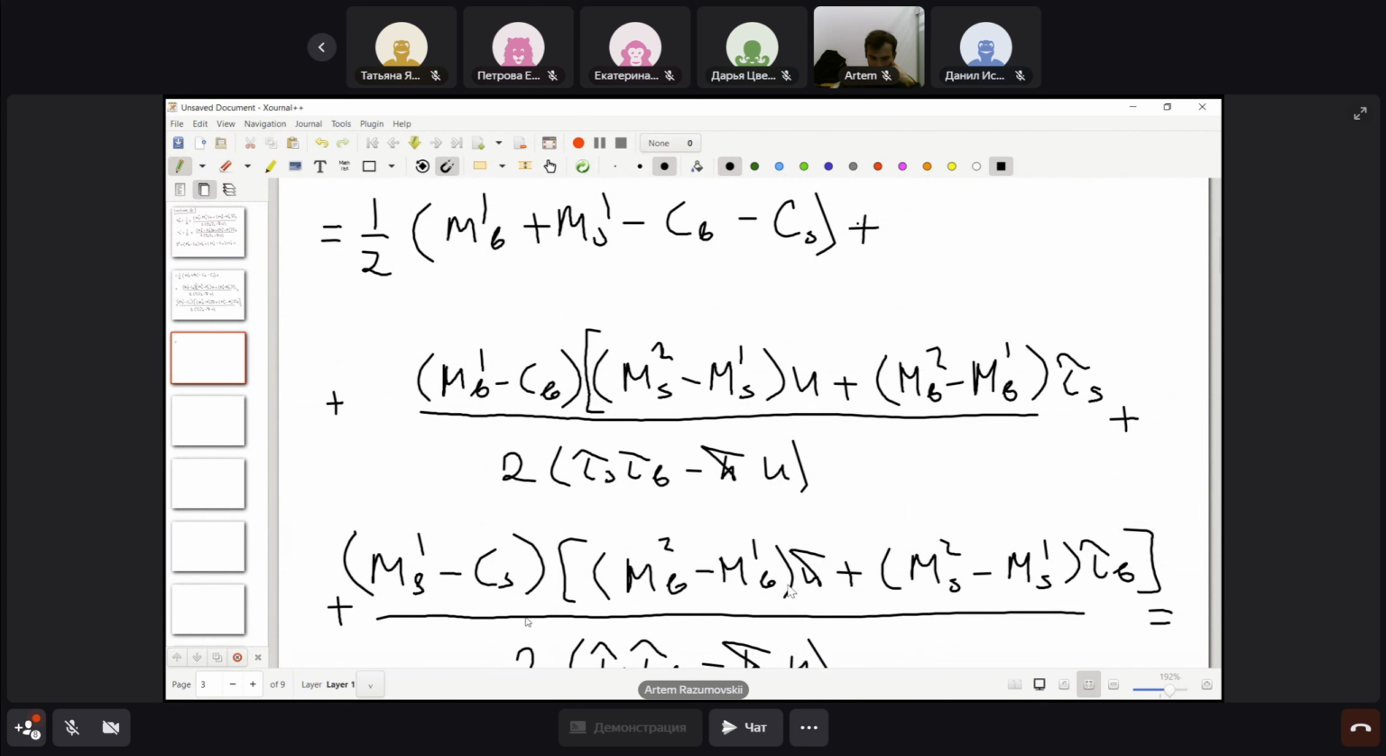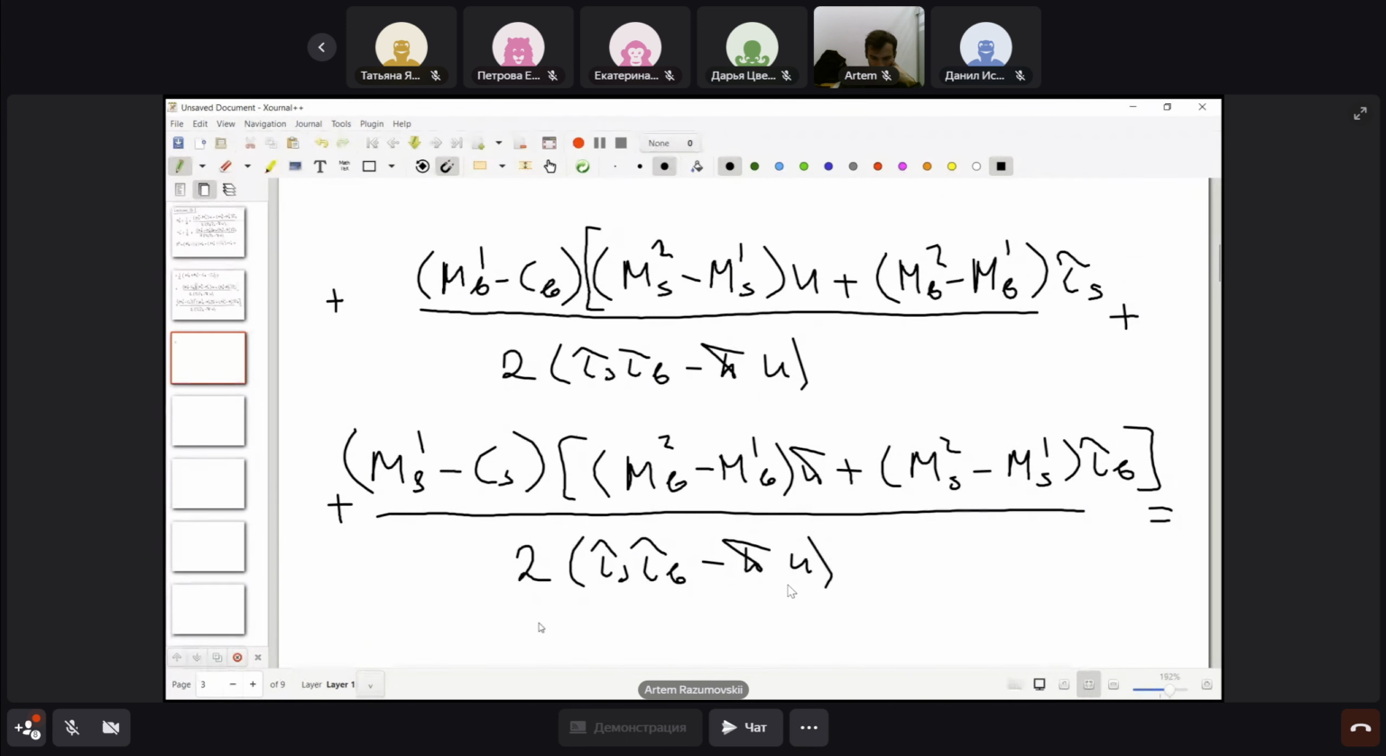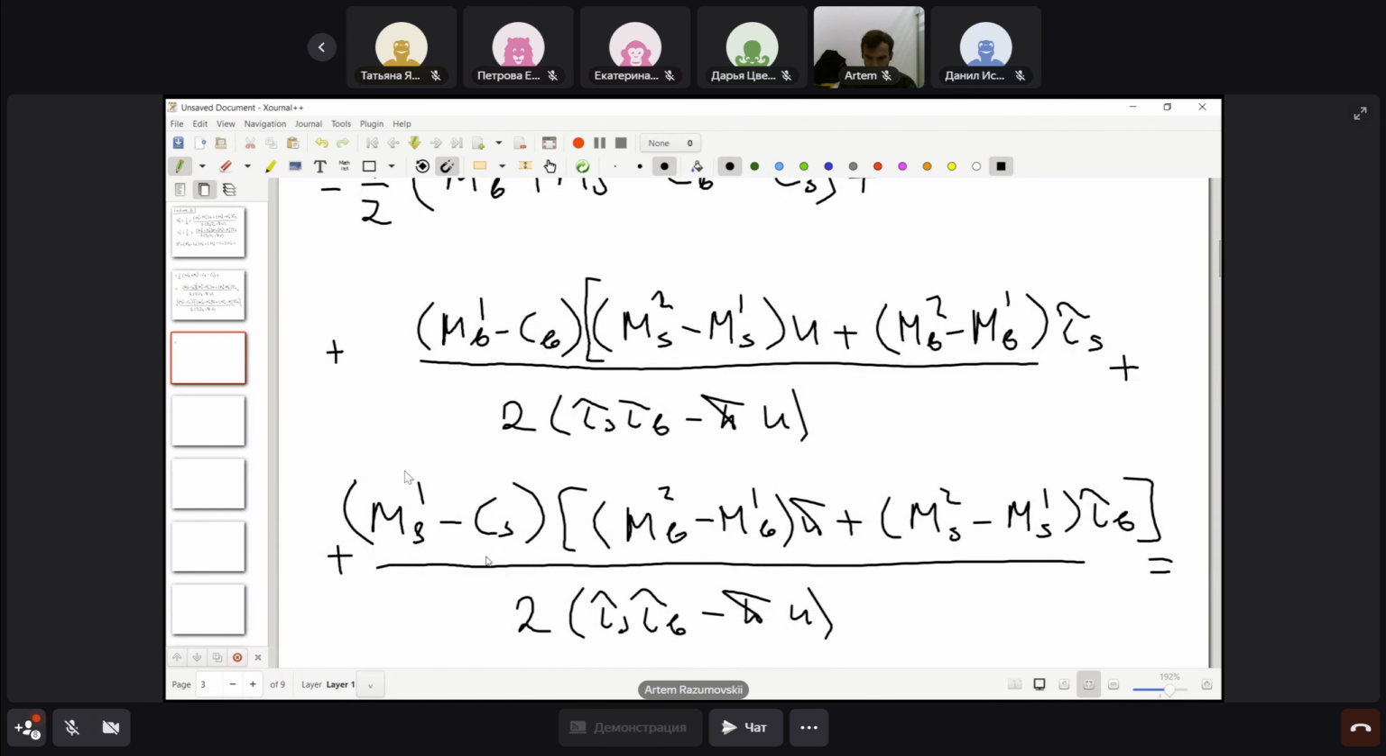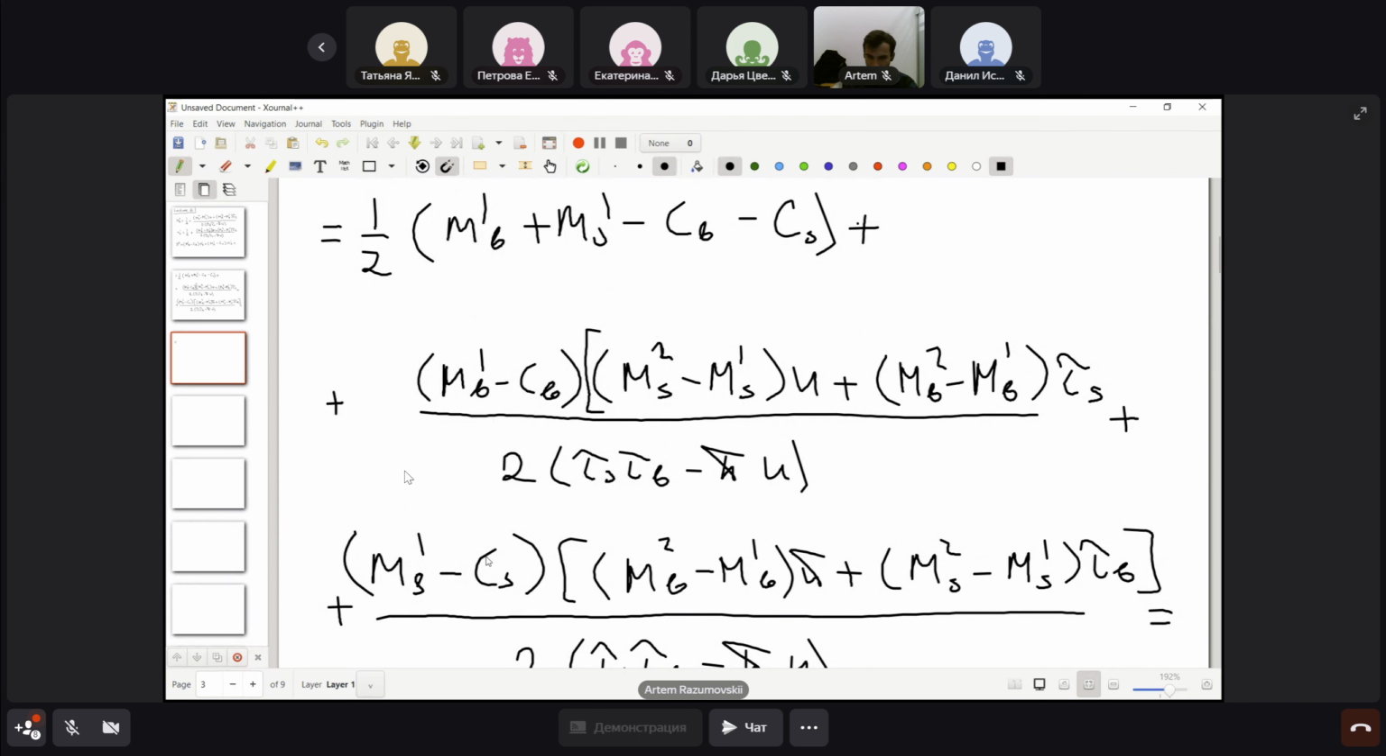So here we need to take the derivative with respect to what? If we're thinking about the maximization of first firm profit, with respect to MS1 and MB1? Yes, correct. So we need to take two derivatives. So let me pick two colors. For example, green for MS1, so it will be here.